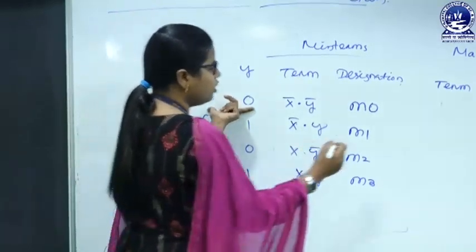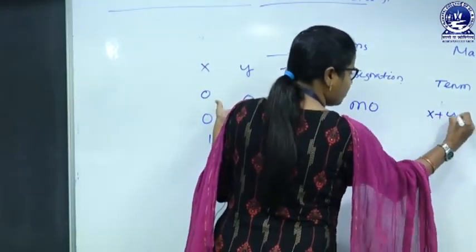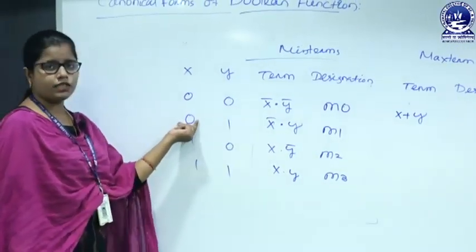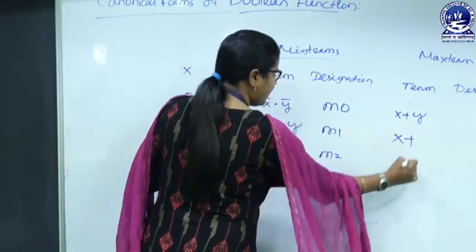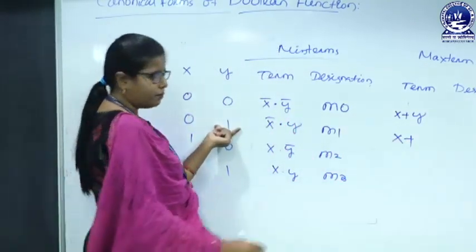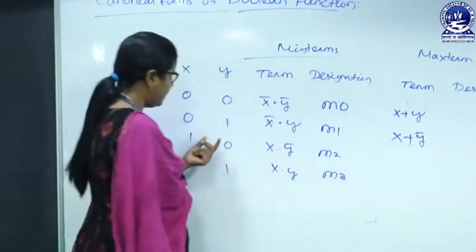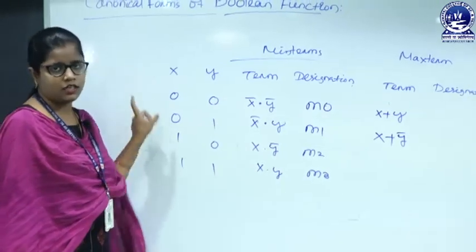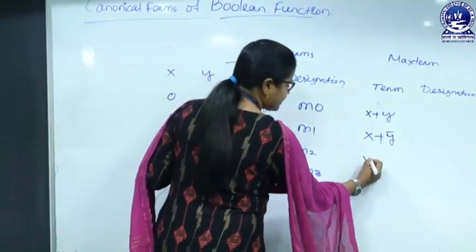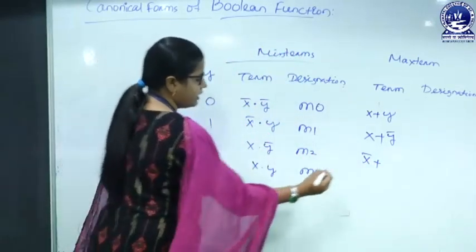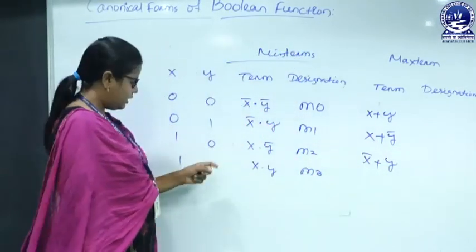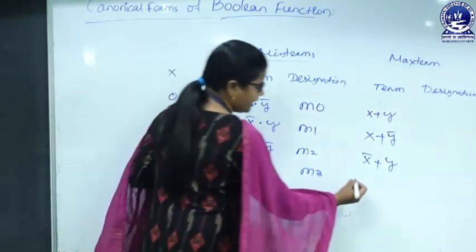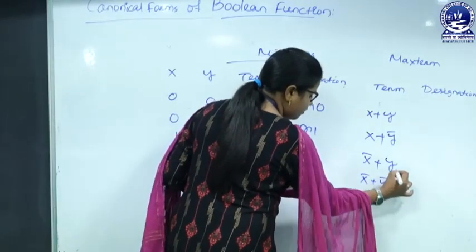So here both are 0, that means both are in normal form. So x plus y. Here 0, 1, x is 0, that means normal form. So x plus y is 1, that means complement form. So y complement. Next 1, 0. Okay. So 1, 0 means 1 is for x, that means complement form. So x complement plus 0, that means y. Next 1, 1, both are 1, that means both are in complement form. So we can write x complement plus y complement.